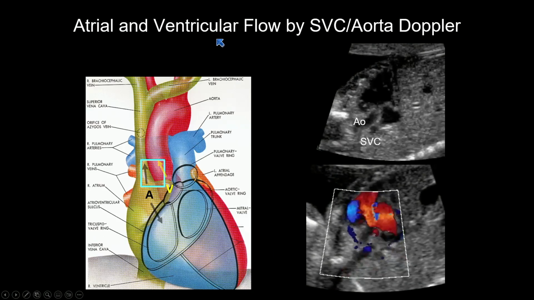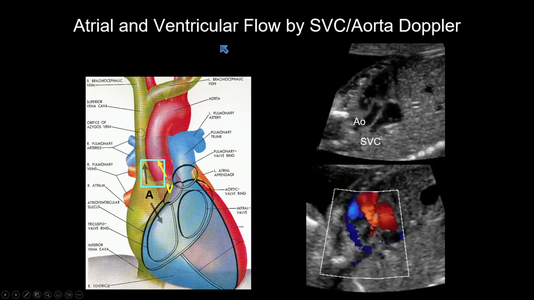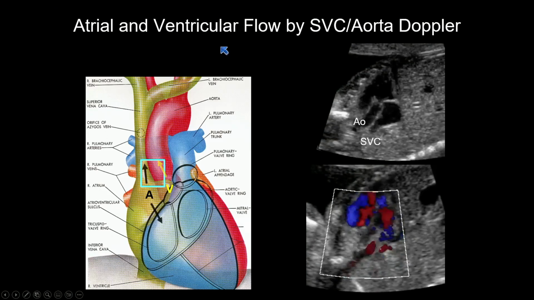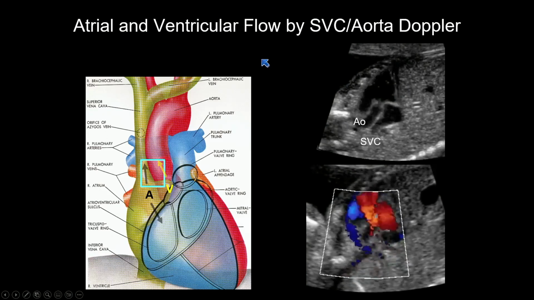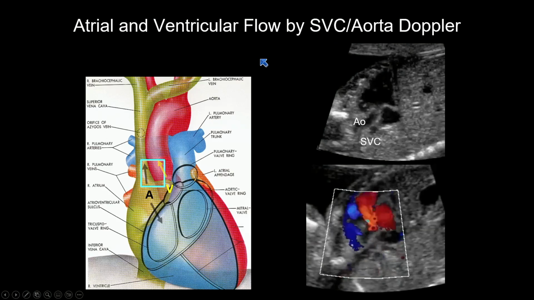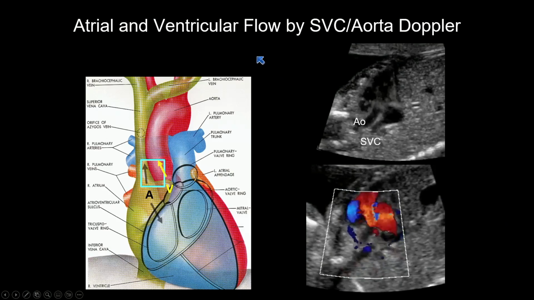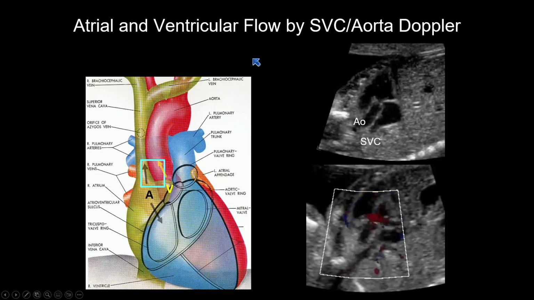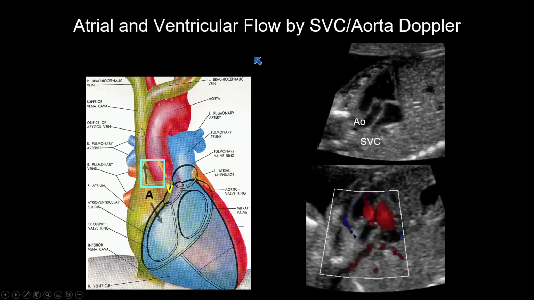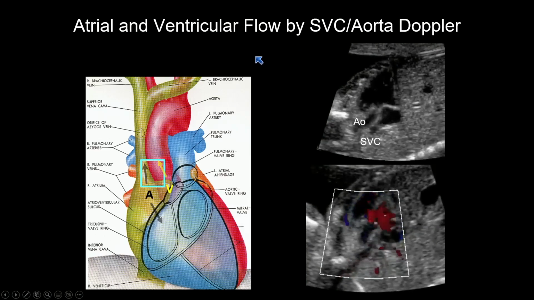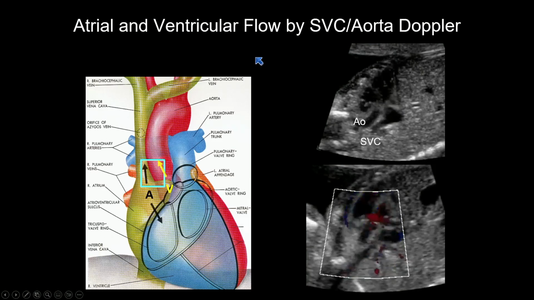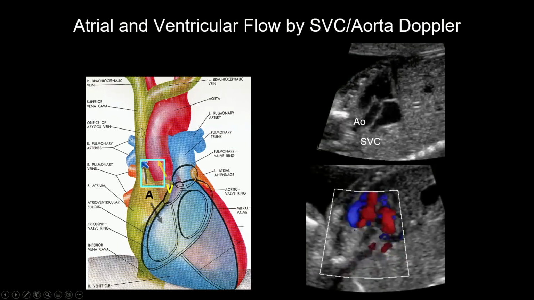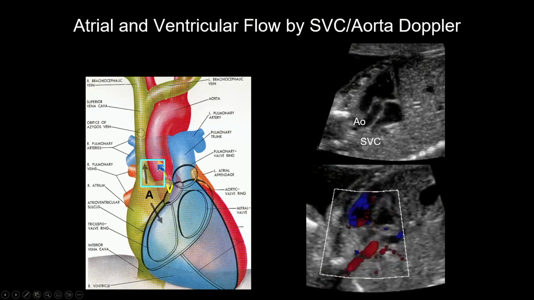A little bit more difficult to obtain is the SVC aorta Doppler, but it's relatively easy if you are aware what to do and have practiced a little bit. And I think it's actually a better technique, or at least in combination with M mode, it provides the additional information. What you can see is that the SVC and aorta are neighbors.